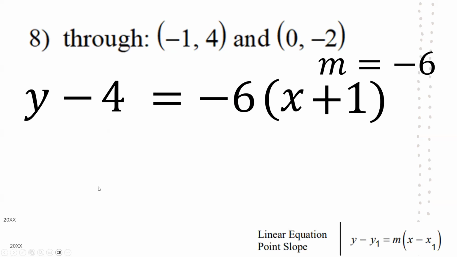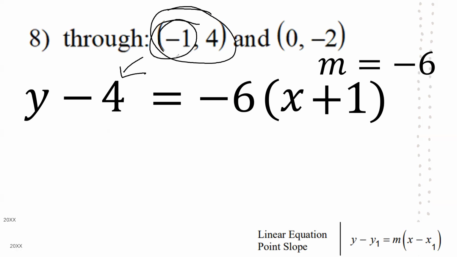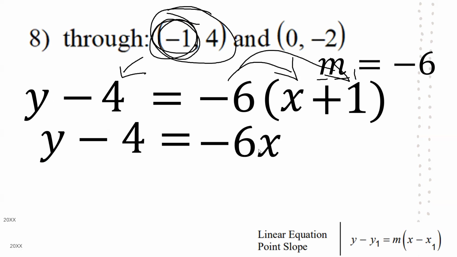Oh, look at me, the audacity of me of not writing it. Remember that it's subtracting a -1. This was the point we used. Why that one went in easy. This one right over here is a negative. So you would have a double negative here. Okay. Now we distribute. We bring down the y minus 4. -6 times x is -6x. -6 times +1 is -6.